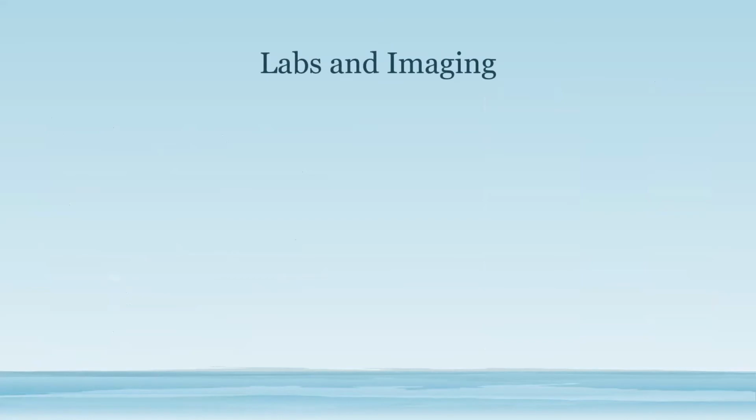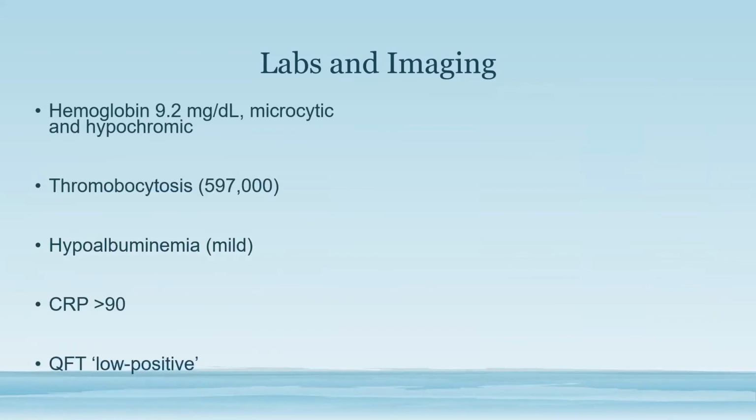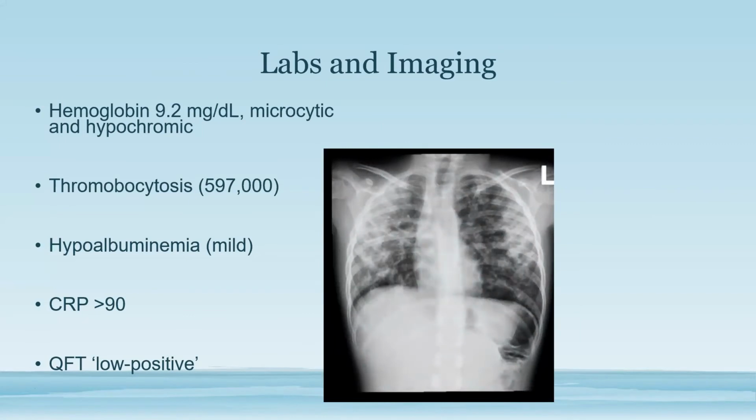So we did some labs, not really knowing from the start, since there was an absence of cough, whether there was actually tuberculosis here, but we were suspicious by the pulmonary exam. So she was anemic. She had, interestingly, a thrombocytosis, hypoalbuminemia, an elevated C-reactive protein, and her quantiferon was in the low positive range. And then this is what her X-ray looked like.